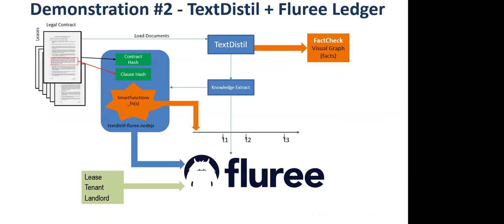And the top level architecture is that the documents are loaded into TextDistil, and TextDistil produces the extracted knowledge as well as the smart functions. Then they get ingested into the Fluree ledger. Once that is done, Fluree DB is available for querying or any application requests. And TextDistil also has another output to Fact Check, which is the visual graph, which is what we will showcase.